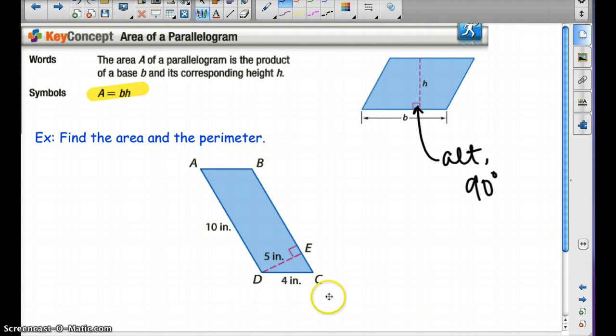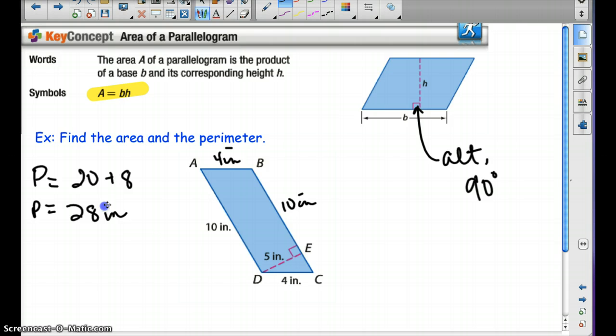So let's look at this example down here. We want to find the perimeter. Well, the perimeter with a parallelogram, we know the parallelogram has congruent sides. So we know this is going to be 10 inches, this side BC, and then AB is also going to be 4 inches. So when we add those up, it looks like we're going to have 20 plus 8. It looks like we're going to have 28 inches when we add those all up.